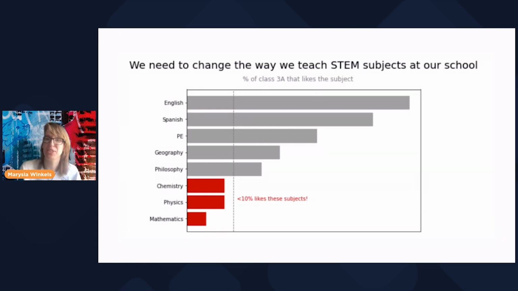Well, one way to change that is by simply changing the title. If we change it to "We need to change the way we teach STEM subjects at our school," it is immediately clear why we're looking at this plot. And it's especially helpful to use active titles that start with "we need," "we must," "we should."